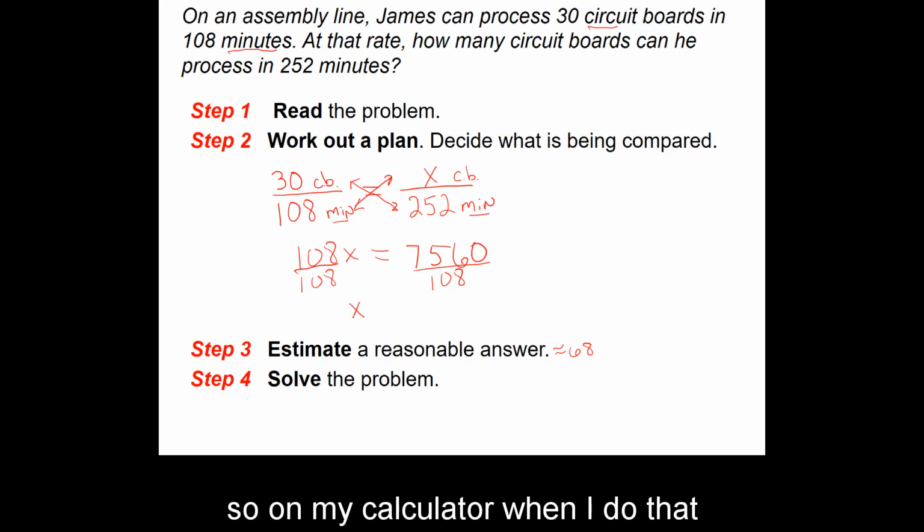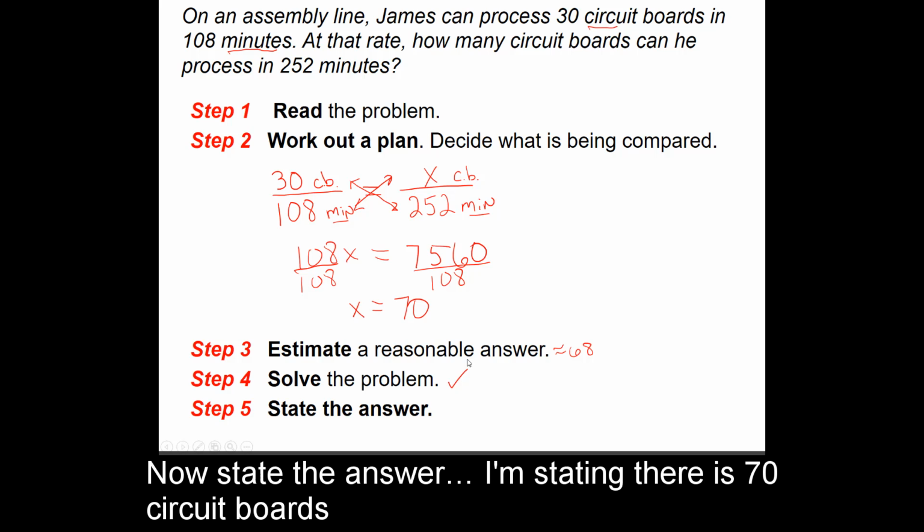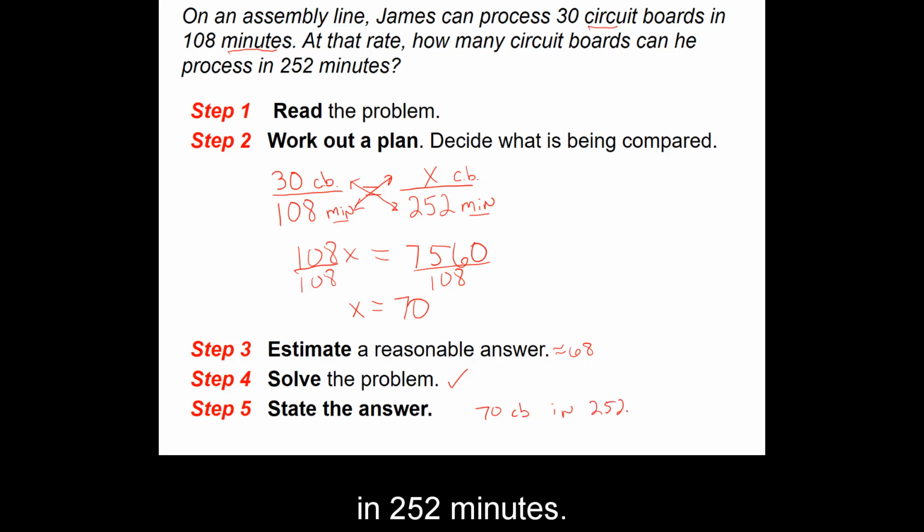So on my calculator, when I do that, I get an answer of 70. Okay, so I've solved the problem. State the answer. Well, let's just make sure I'm stating that there's going to be 70 circuit boards in 252 minutes.